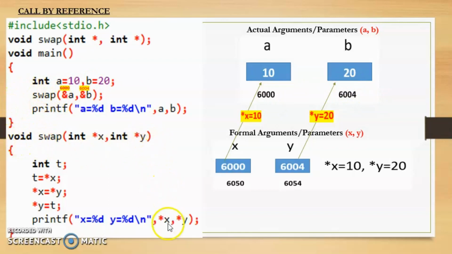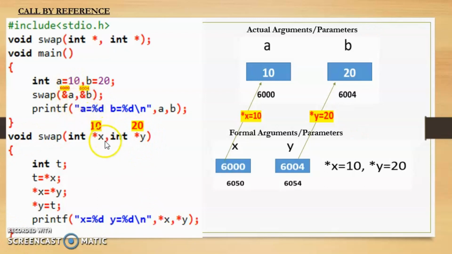Now this is the function definition. Inside the function definition, the parameters which we have used are integer pointers. The reason we have used pointers is because the address of the variable was passed, and over here we need to collect the value at that particular address. So *x will give us the value at the address of a, and *y will give us the value at address of b.